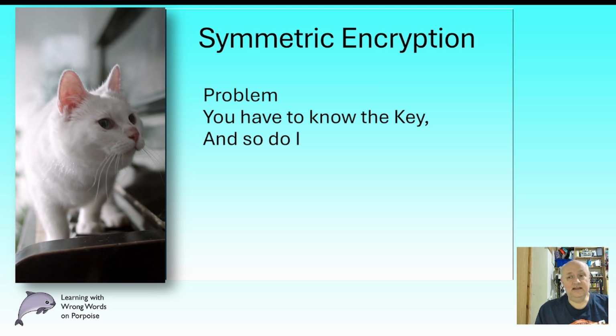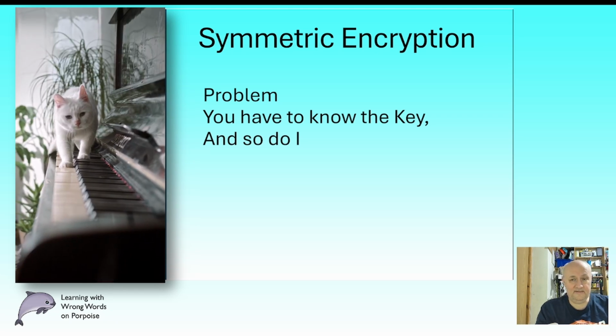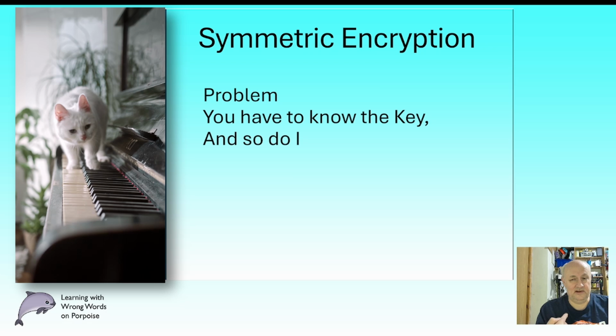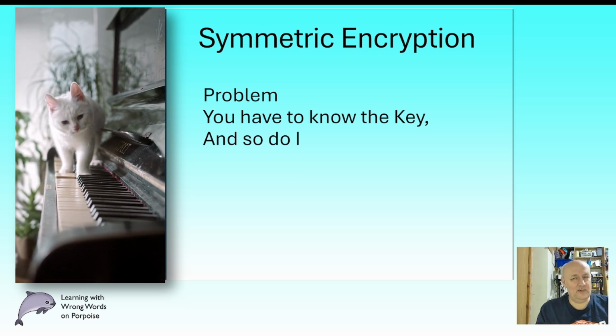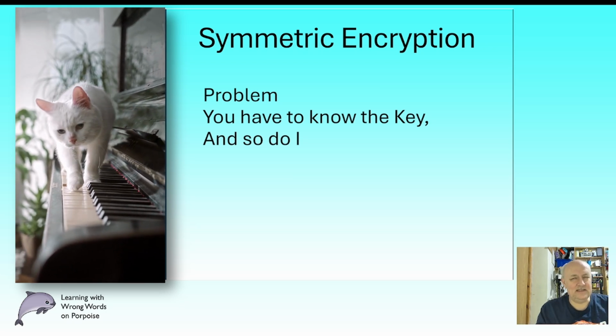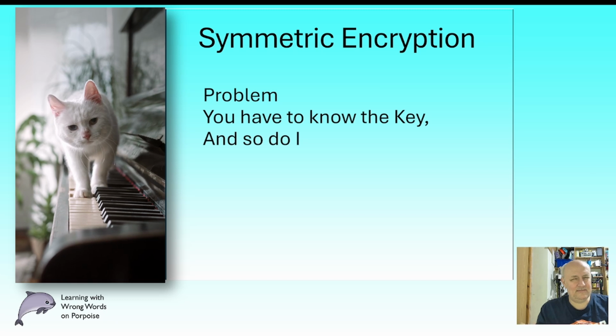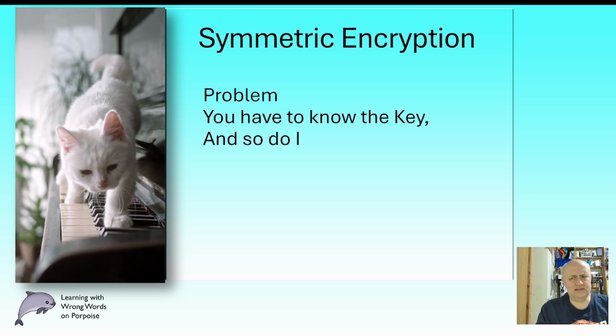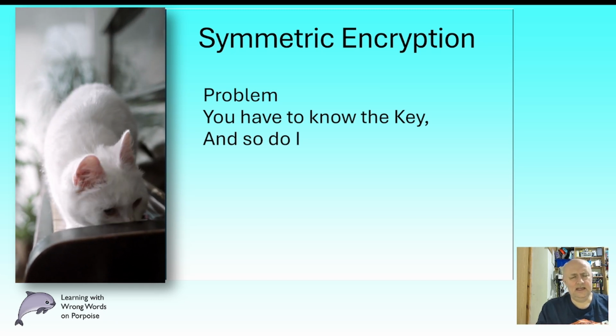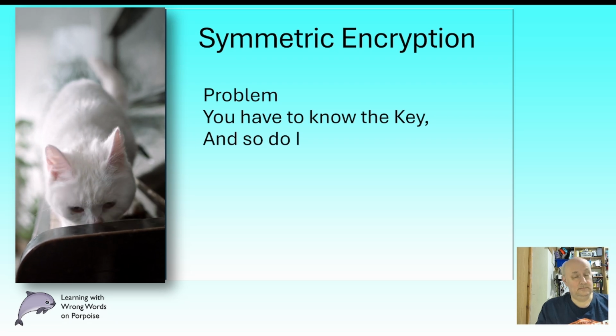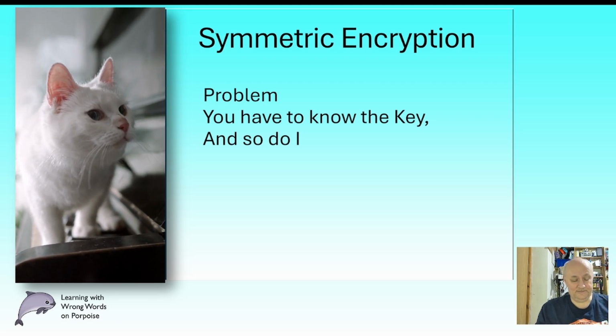But symmetric encryption, there's a problem. You have to know the key and I have to know the key. So you either have to take it with you, so we have to meet, or we have to do it some other way because we've both got to know the key. If that key gets out, the message is not going to be secure.